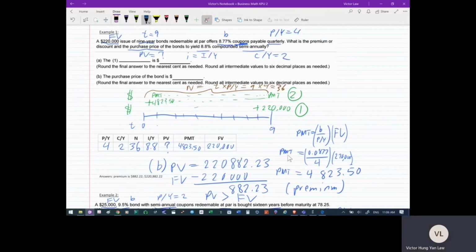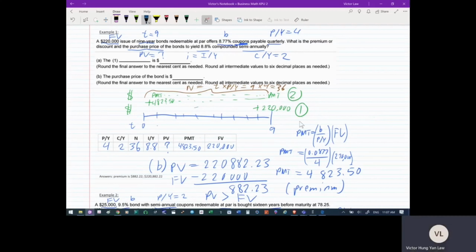So in our example, when we calculate the PMT, our bond rate is the 8.77%, so 0.0877. That's the bond rate that we have in the question. And then this is payable quarterly, so our P/Y is 4. So we have 0.0877 divided by 4, which is your P/Y, and then we multiply it by the face value of $220,000. And then you're going to get the PMT equals $4,823.50. That's your PMT. So every quarter, we're getting a payment of $4,823, starting from the end of period 1 all the way to the end of year 9.